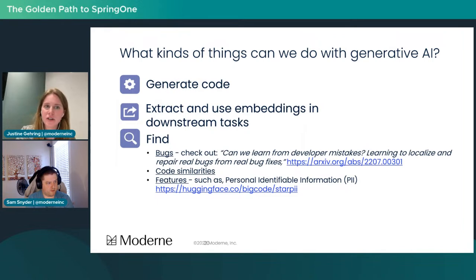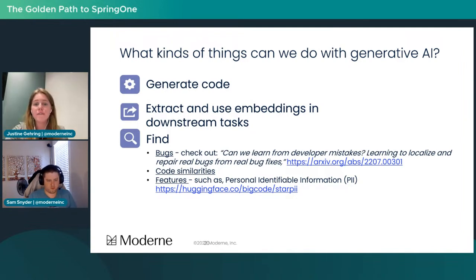So what are the things that generative AI can do? This is what we sometimes call large language models. Obviously it can generate code, whether that is the end of a sentence or a full function. It can do that based on prompts, or it can just continue where you left off on your code. It can also extract and use embeddings in downstream tasks. That's what the encoder part of the transformer would do. It leaves you with basically a vector of numbers that you can use. And these numbers have meaning, and we can use them to do downstream tasks.